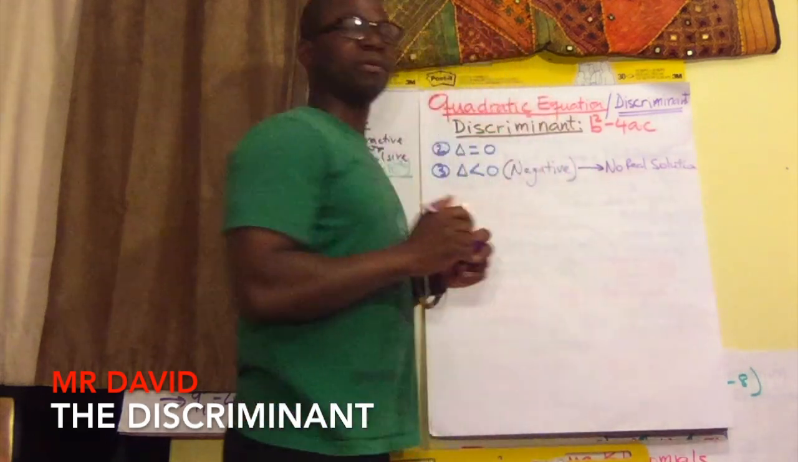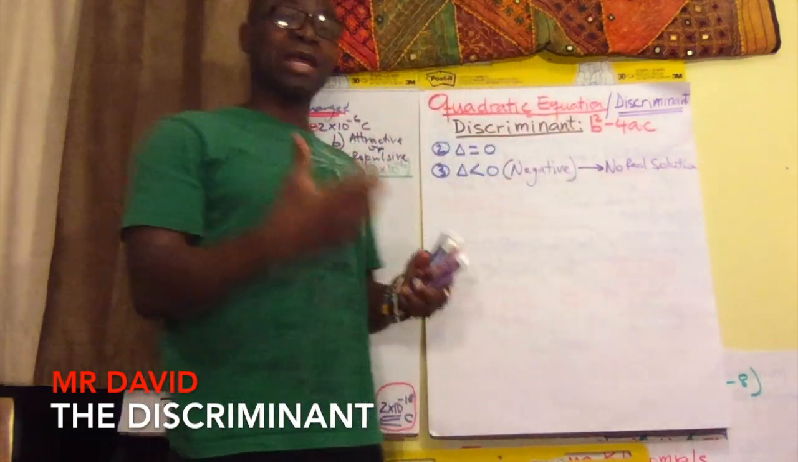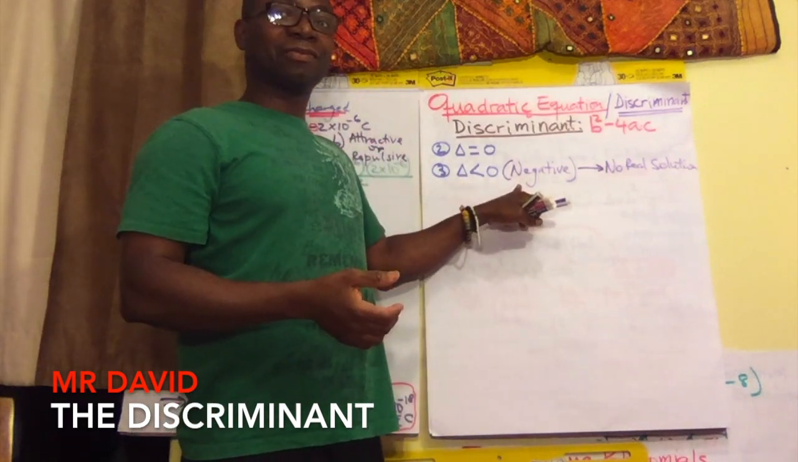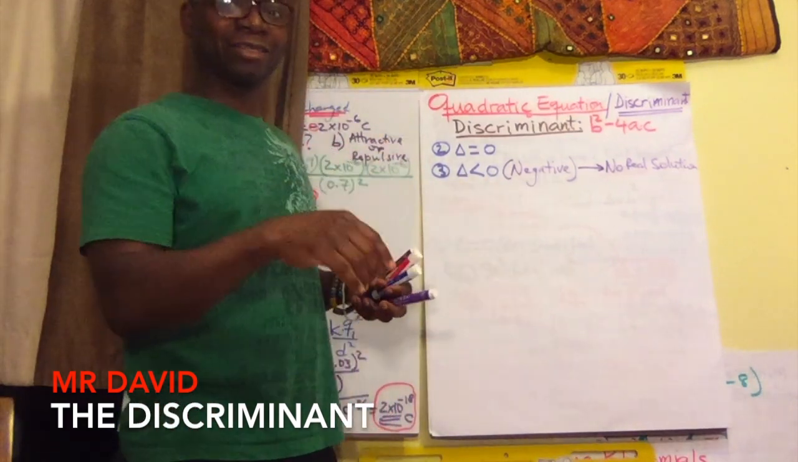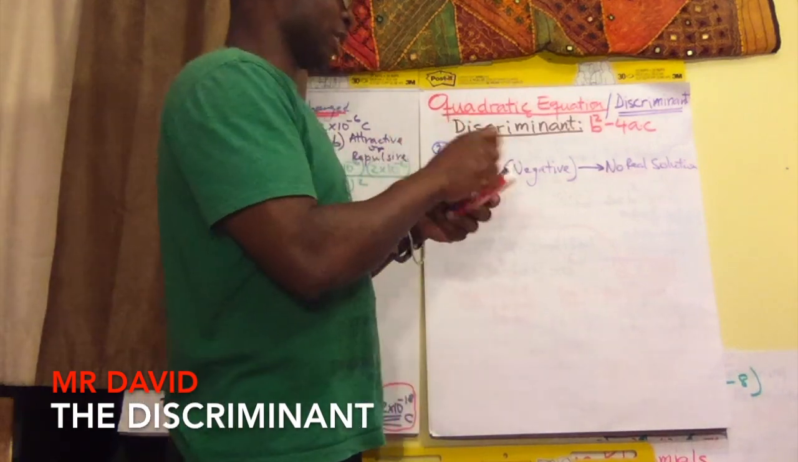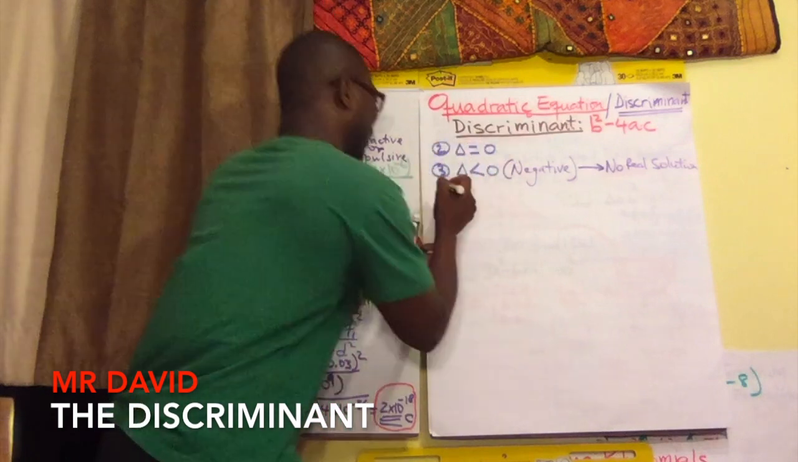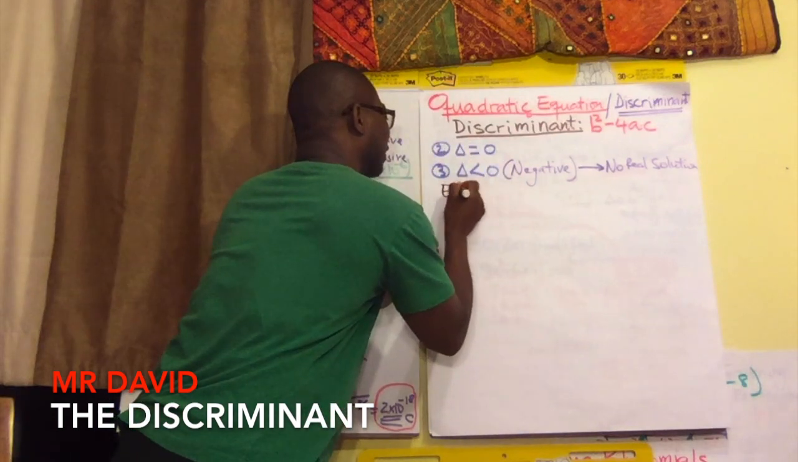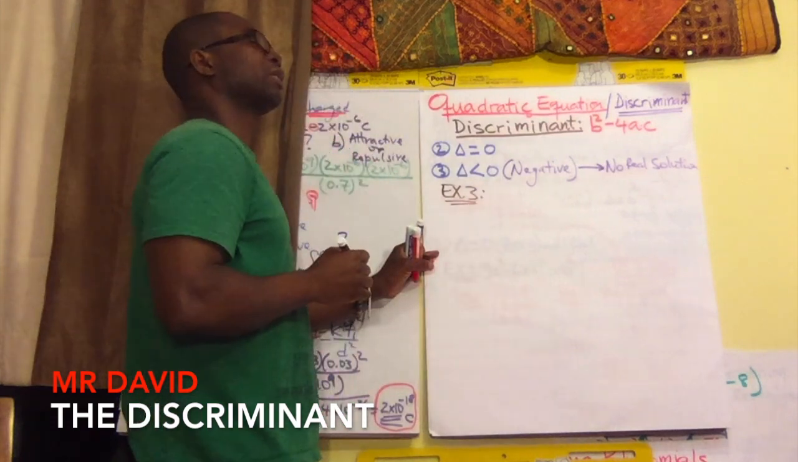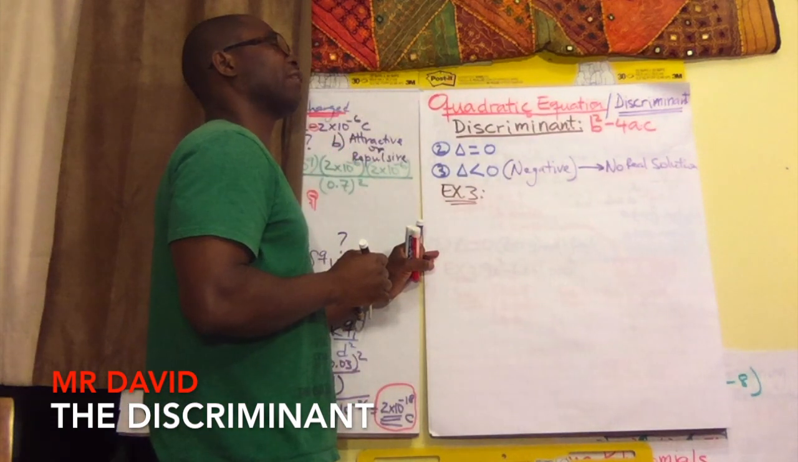Okay? No real solution. So if we were able to find delta and it's negative, it means it never touches the x-axis. So that means there's no real solution. So let's see if we could do an example. This time I'm going to give you an example that is a little bit more fancy. Example 3, something that will give us a negative.